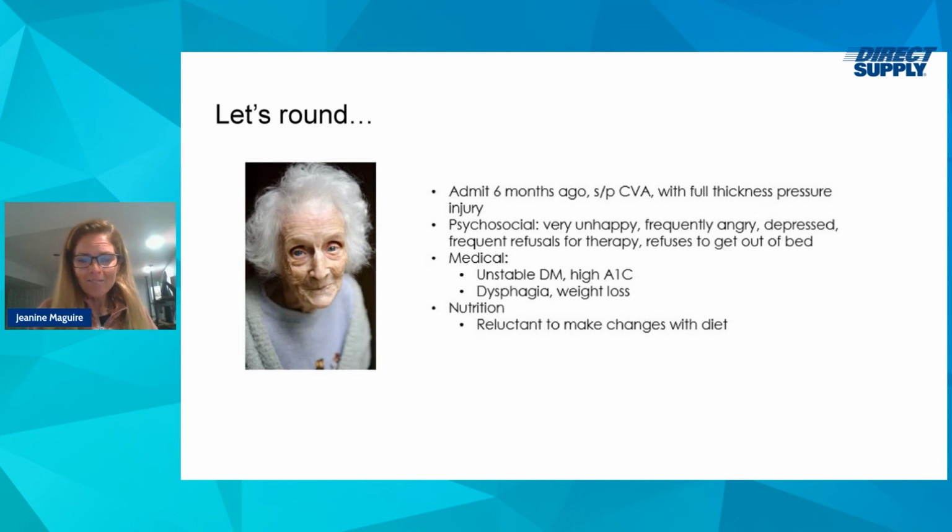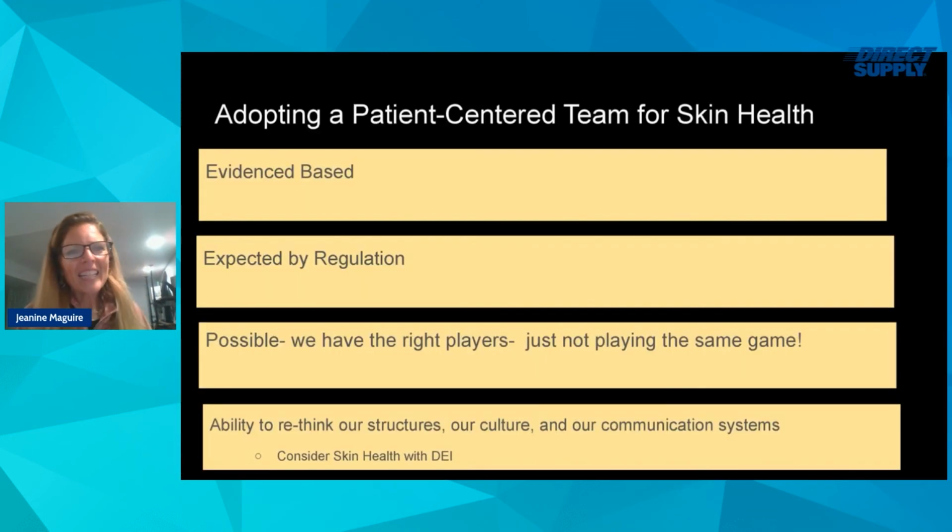She wanted her cake. So again, you want to really think about how we adopt this patient-centered team approach for the betterment of our residents, our centers and our staff. You want it to be evidence-based. And by the way, it's expected in our regs. They talk about the team approach all over F-tag 686. We have all the right players. This is totally possible in post-acute care.